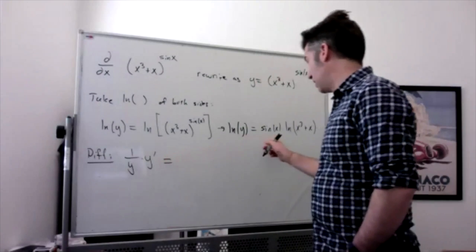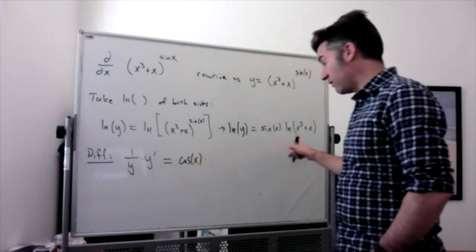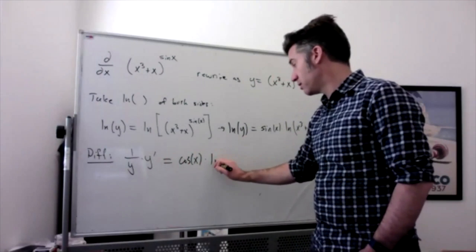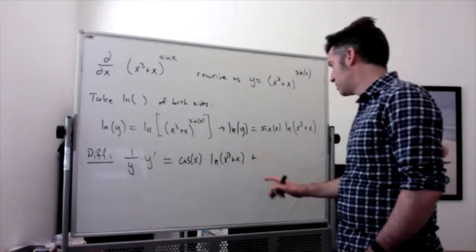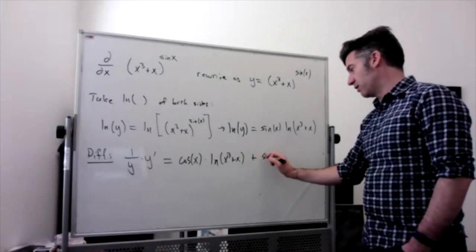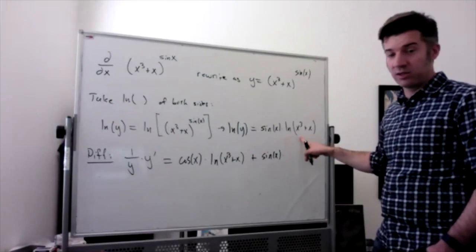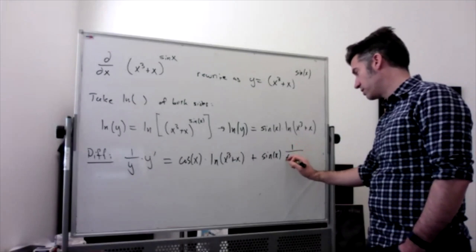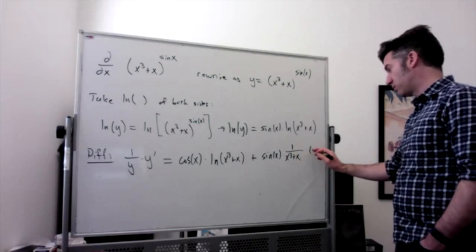So the derivative of sine of x is cosine of x times, leave the other piece alone, plus leave the sine of x alone, multiply by the derivative of the natural log of x cubed plus x, which is 1 over the stuff times the derivative of that stuff, which is 3x squared plus 1.